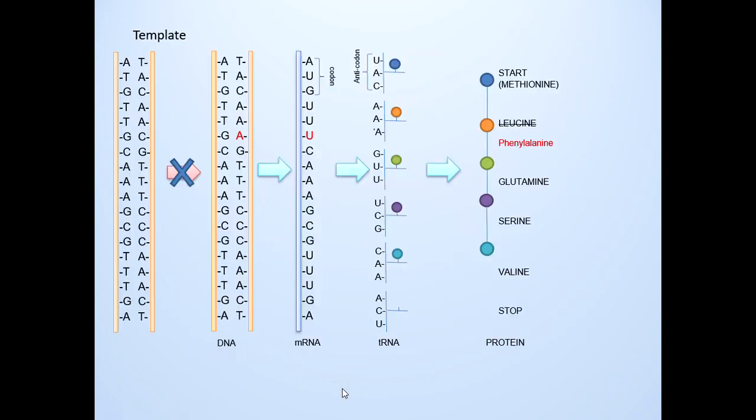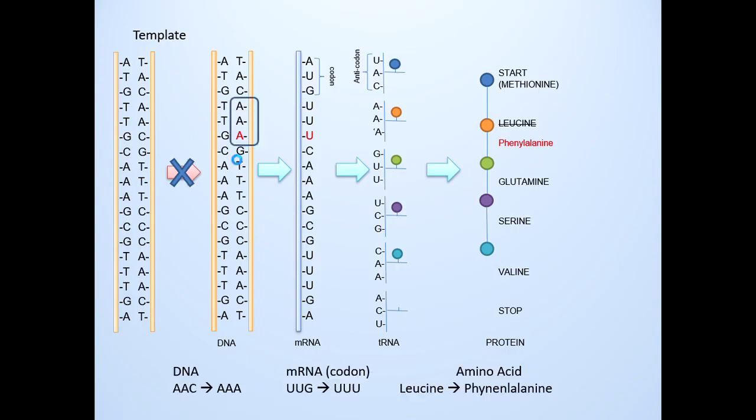Okay, so this is our original strand of DNA, and notice here during replication I have indicated in red where the mutation has occurred. In this case the DNA went from AAC to AAA. What then results is a change in the messenger RNA during the transcription process, and we went from what was supposed to be UUG to UUU.